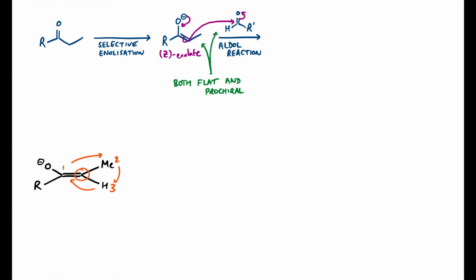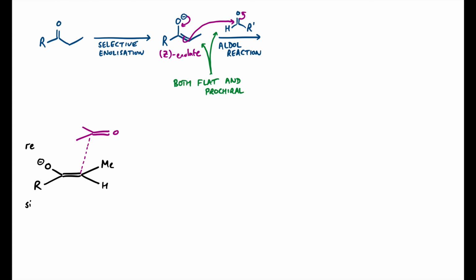And going around those priorities, if we look down from the top, this means that the top face of this enolate is the re face, and the bottom face is the si face. Don't worry if you haven't seen this terminology before, but it's quite useful for keeping track of things here. So I can react with the aldehyde on the top or re face.